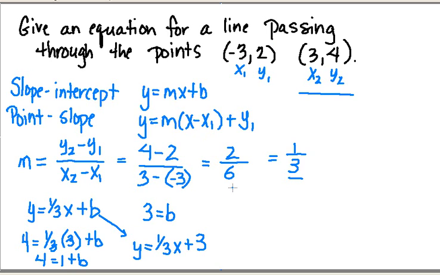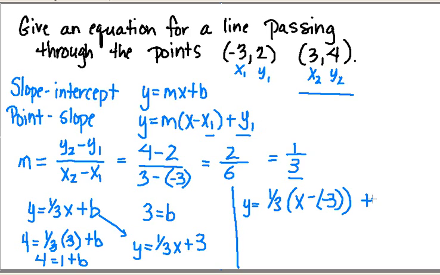Alternatively, I could have used the second equation here, the point-slope form. Again, I have too much information. Just pick one of your points. It doesn't matter. What you're going to do is plug in that point for x1, y1. So in this case, I get y equals my slope. The slope's the same no matter which form I use. I get x and now minus x1. So here I'll just use this point. But remember, it's minus x1, so it's minus a minus 3. And then plus y1, plus 2.